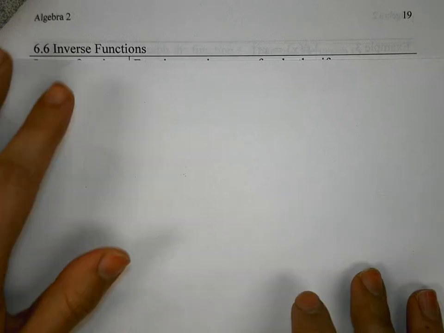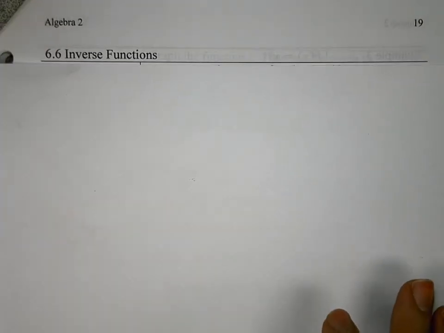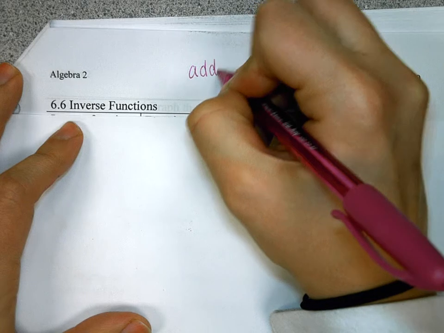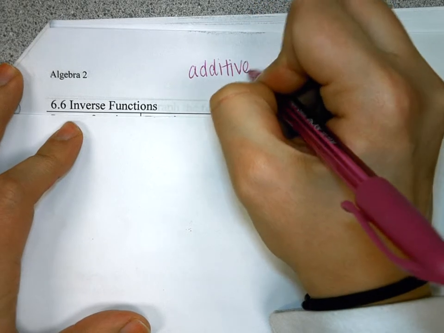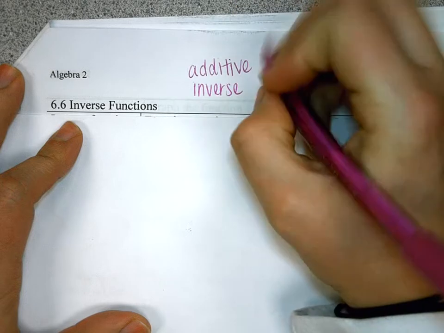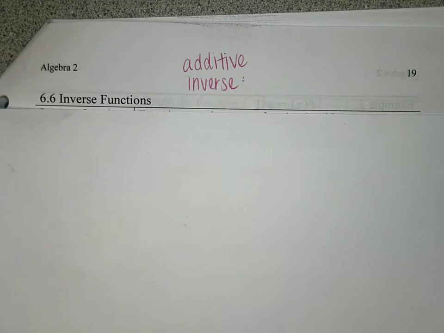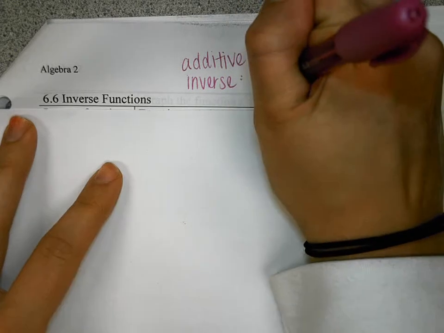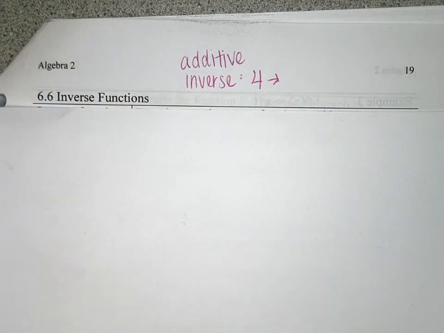So for 6.6, we are dealing with something new called inverse functions. We have worked with inverses before. We've had two types of inverse so far. The additive inverse, which is the same as the opposite. So additive inverse of, say, positive 4, what would the opposite of positive 4 be?